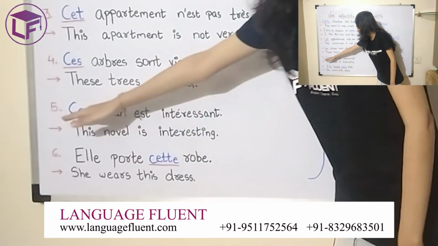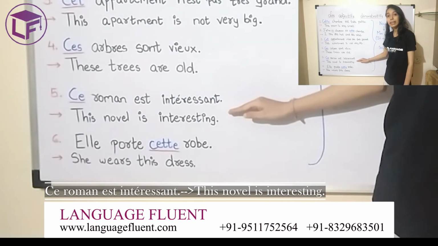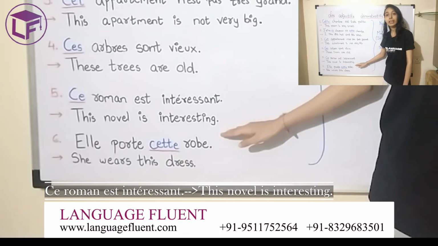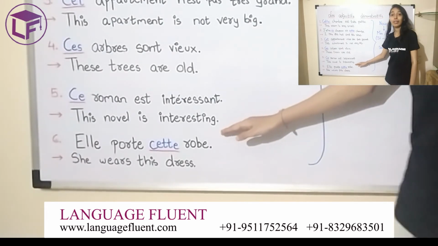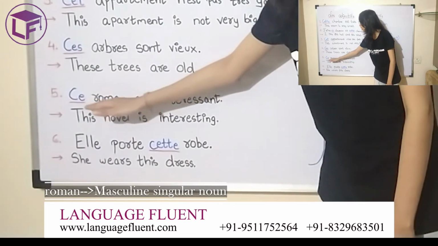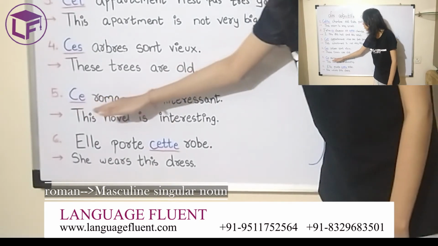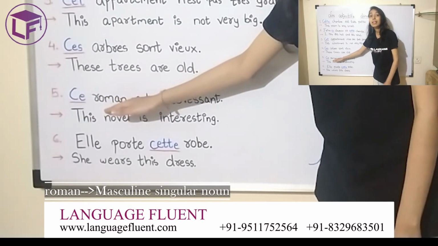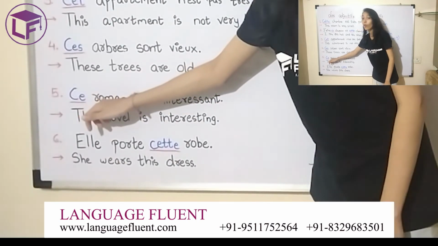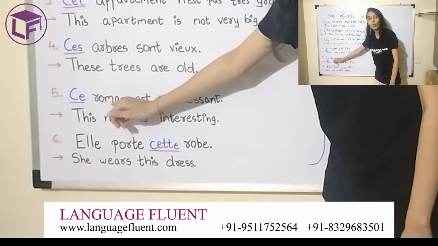Then we have "Ce roman est intéressant", which means this novel is interesting in English. Here, what is a noun? Roman. What is the gender? Roman is masculine noun. And what is the number? It is a singular noun. So it becomes masculine singular noun. And it starts with consonant. So we write ce. Ce roman.